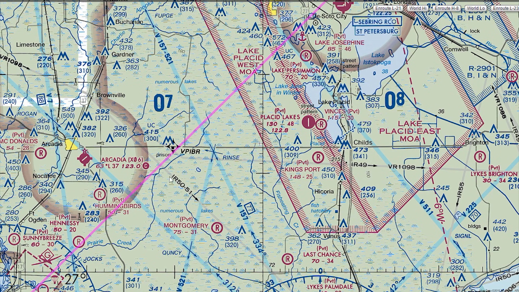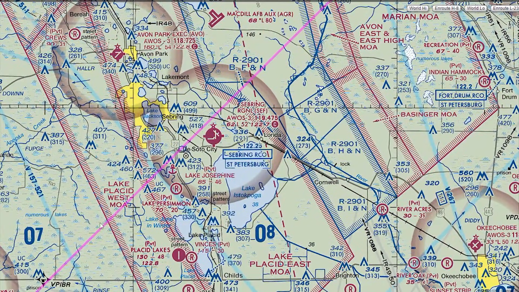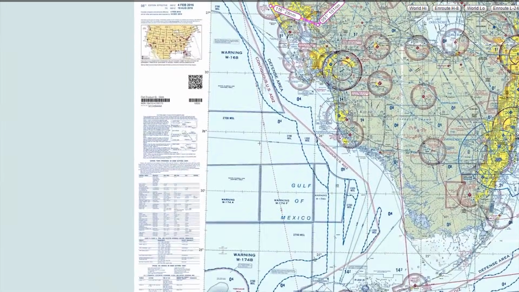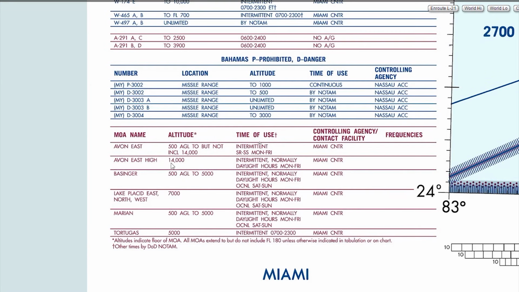So as we're flying out here at night, we would see just a whole bunch of nothing out here. We would see the town of Arcadia lit up nicely off our left. We could use that as a checkpoint. And as we approach here, it looks like we're going to be going through the Lake Placid West MOA. We're going to need to call up the controlling agency, and we would find that on the side panel of our VFR chart.